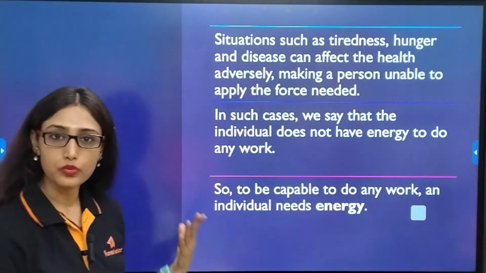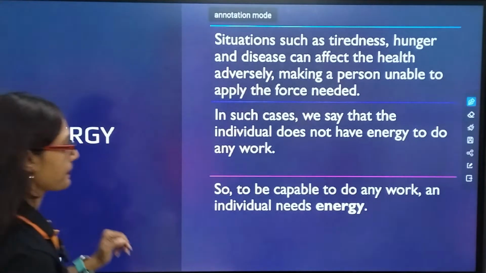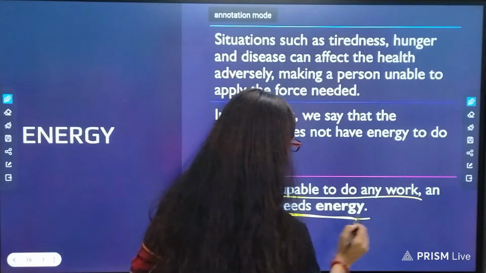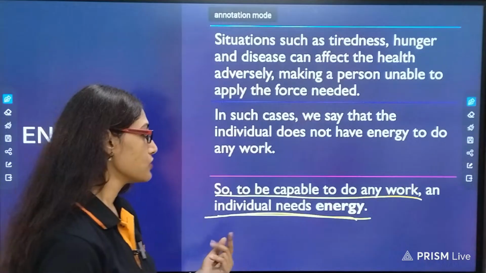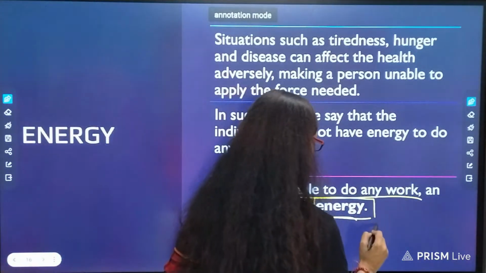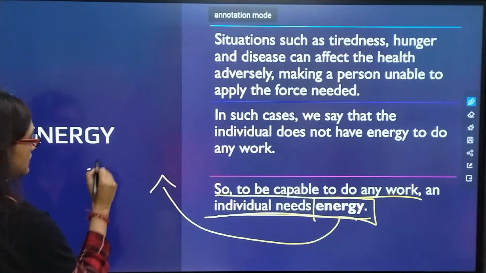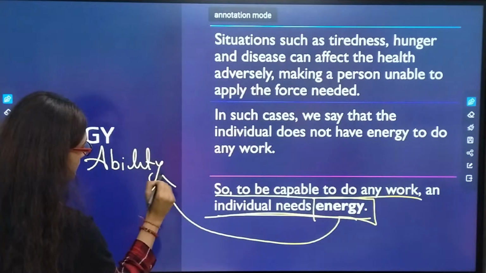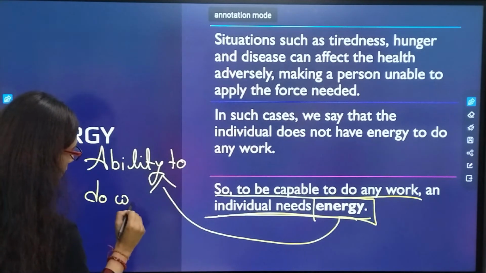So to do any kind of work, what do we need? We need energy, right? To do any kind of work, we need energy. So what is energy then? Energy is the ability to do work.